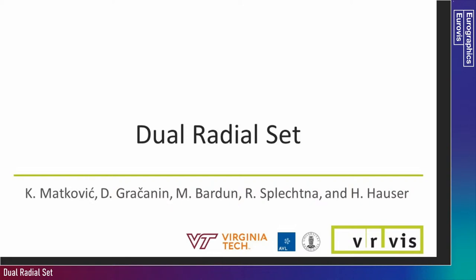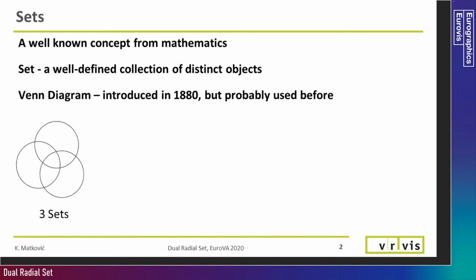Sets are a well-known concept from mathematics. A set is a well-defined collection of distinct objects. And we all know Venn diagrams; they were introduced in 1880, but probably they were used much before. We can easily represent one, two, or three sets, as seen on the left here, but if we have four sets, it's not so trivial, because for a Venn diagram, we have to have regions of all possible overlaps. So we have to have it for the first set only, first and second, second only, first and third, third only, all possible combinations.